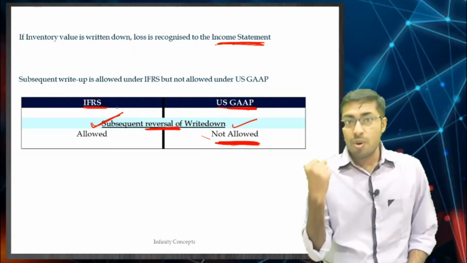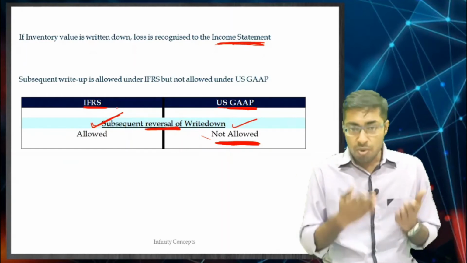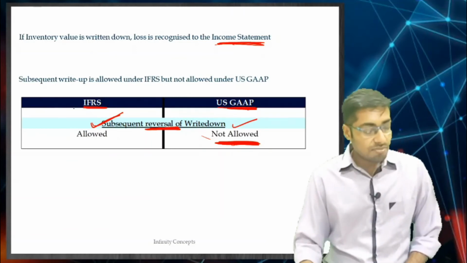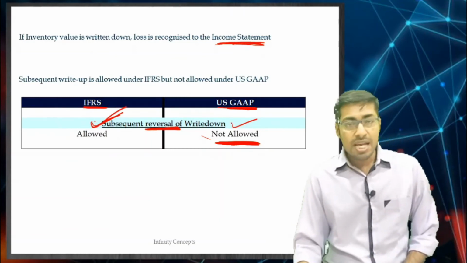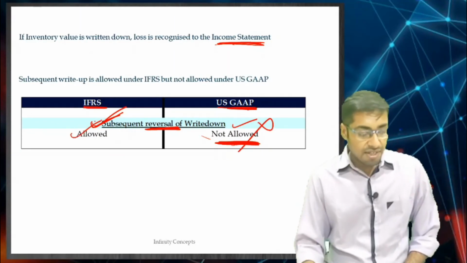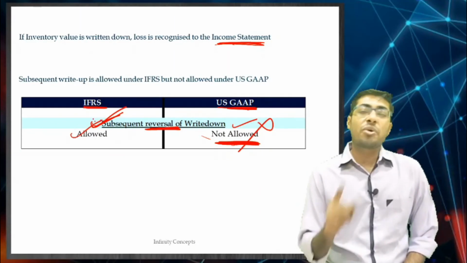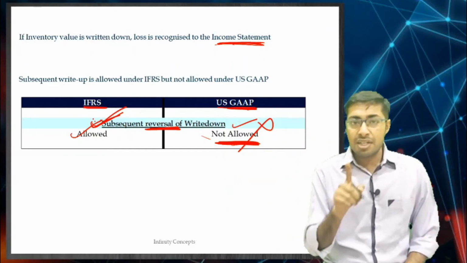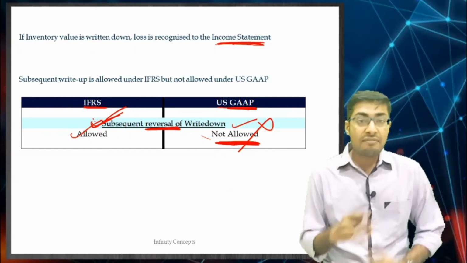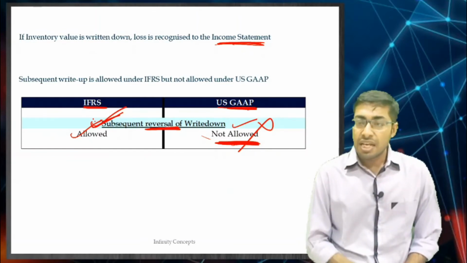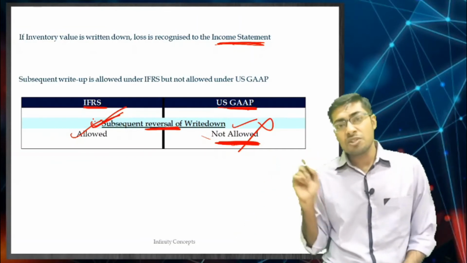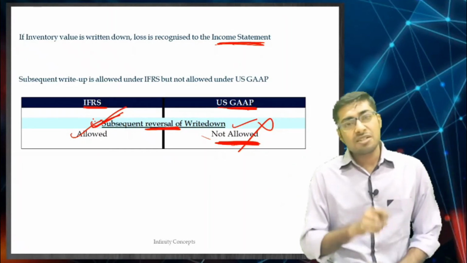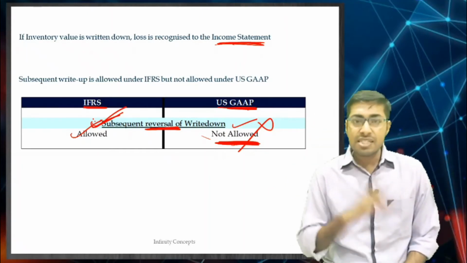Remember, management always wants more income, because management's bonuses are linked to the profits of the company, and therefore they want subsequent write up to be allowed. If it is US GAAP, that will not be allowed, and IFRS is going to allow it. The same is going to happen in 3-4 other places we are going to see. Even impairment reversal is not going to be allowed by US GAAP, while IFRS will allow reversal. In future, in 2-3 other places also, we will see IFRS allows many things, while US GAAP is very much rule based and will not allow so many other things. We will see that when we go ahead.